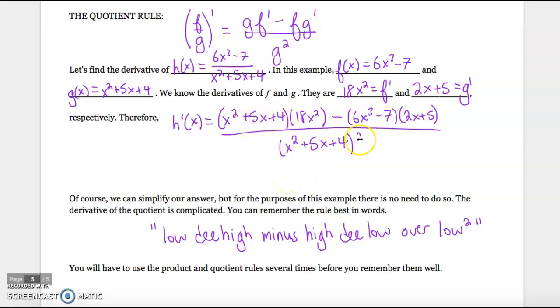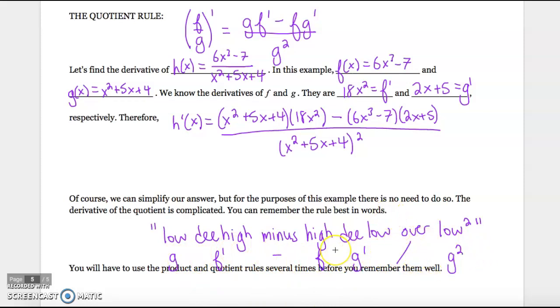Those are the words that you would see me struggling not to say up here, as I'm trying to keep track of which piece is which. So I did my low function, my low d high minus high d low over low squared. You can sing-song it to yourself, if it makes more sense. Your low here is the g. D high means f prime, minus high, which is f, and then d low, which is g prime, and then all over low squared, which is g squared. So that's how you get low d high minus high d low over low squared.